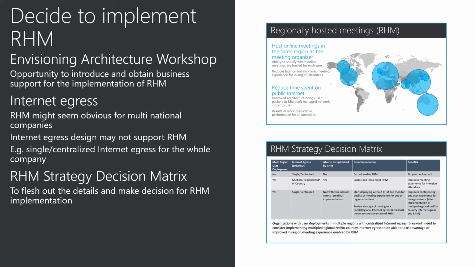Recognizing the fact that while users are spread across the world, some multinational companies actually implemented an internet egress strategy that will not support RHM implementation. This is where the single or centralized internet egress is implemented for the whole company. For such company, they need to change their internet egress implementation to multiple or regionalized or in-country internet egress for them to be able to benefit from RHM.